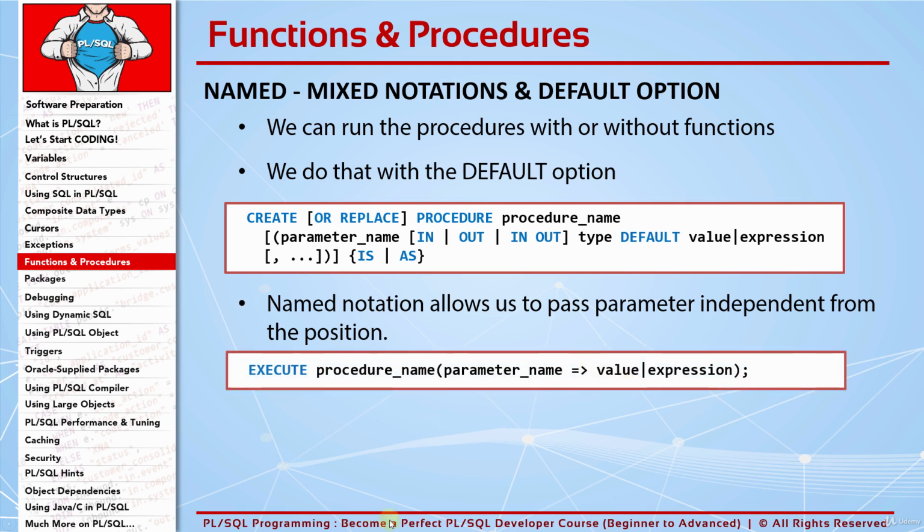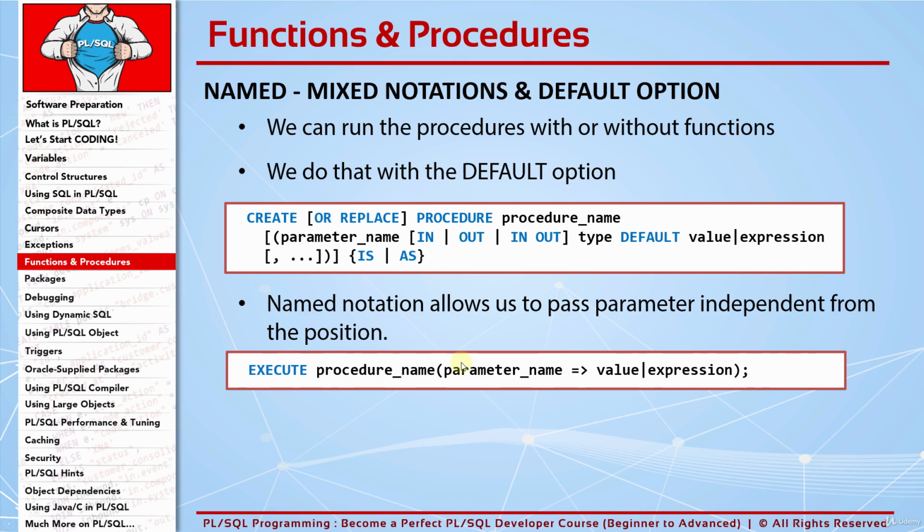As we can see in the schema, we write our parameter name, and after that we write an equal sign and a greater than sign. Then we write our value or expression. This is called named notation. We pass parameters to our procedure independent from the position of our parameter. We don't have to run our procedure with the execute command. We can run it within a begin end block too. No difference. By the way, the parameter name must be exactly the same as the name in the procedure declaration.